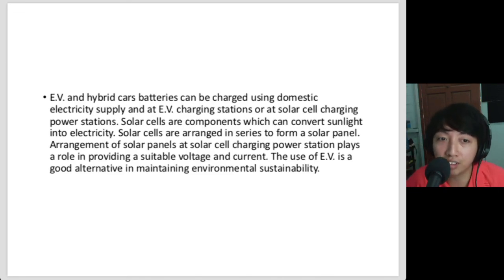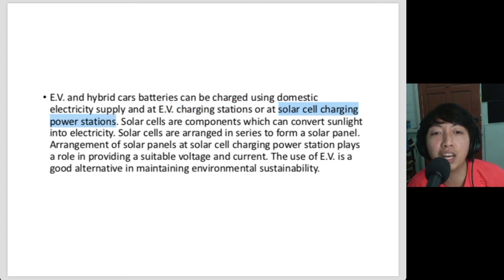So electric vehicles and hybrid cars can be charged using domestic electricity supply. You could connect it to a charger, at electric vehicle charging stations, or at a solar cell charging power station. Here in Malaysia, we don't have that many yet. But in the States, they have gas stations, and they also have electric stations now for you to charge vehicles. So that's great. We know what solar cells are.